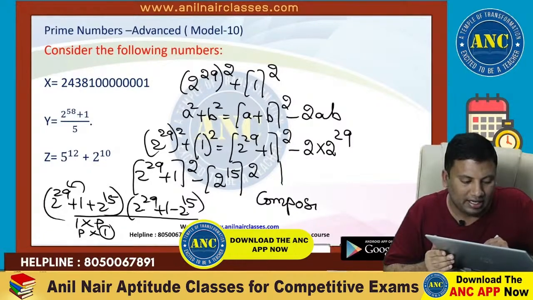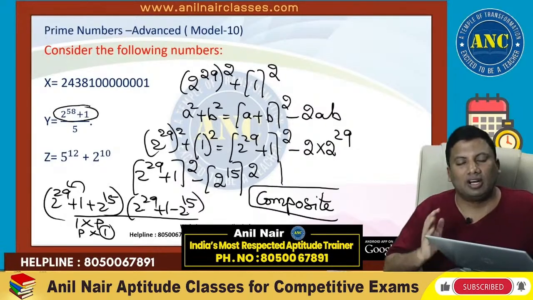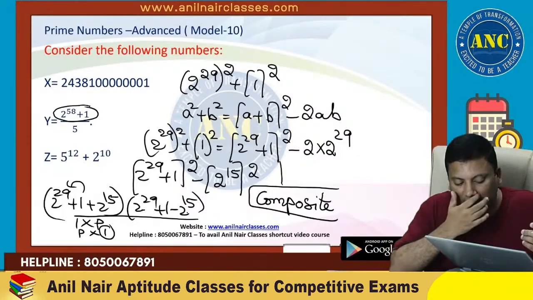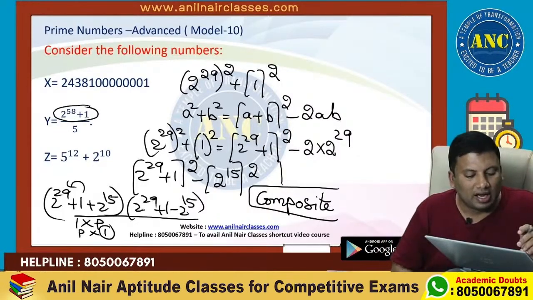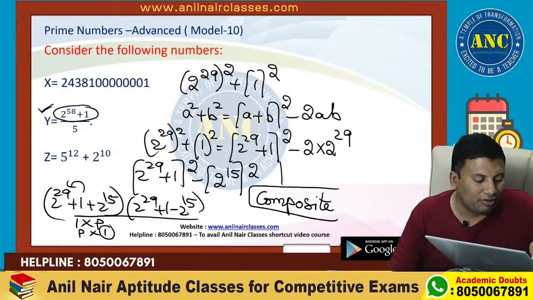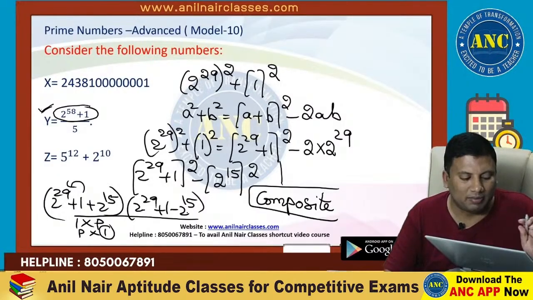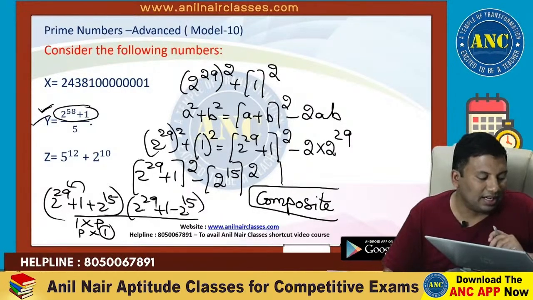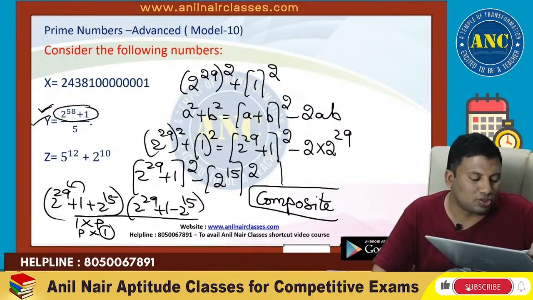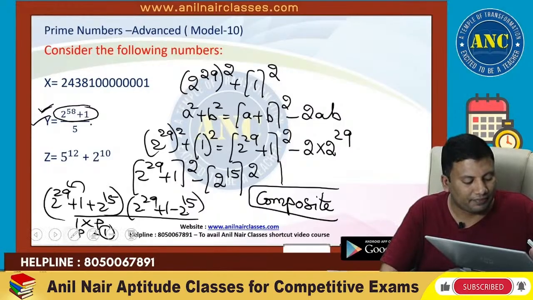I hope the idea is clear. First we checked the numerator: 2^58 + 1 is divisible by 5. But the question is (2^58 + 1)/5. So the numerator itself is composite. Now if you divide by 5, you will get some value. That value cannot be a prime number. So divide (2^29 + 1 + 2^15) by 5. Use a negative remainder and try to solve.